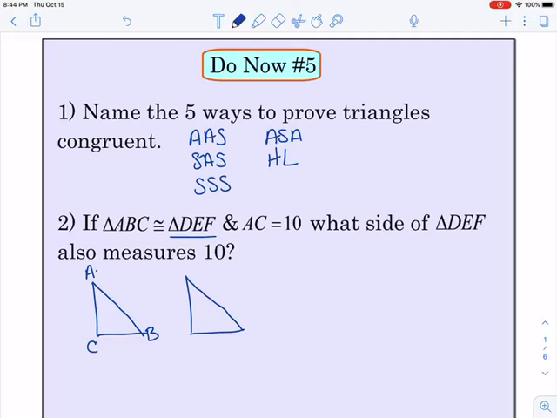I started with A on the top on the left. I'm starting with D on the top on the right. That way you know what corresponds to what. And you're told that AC equals 10. AC is going to correspond to DF. That means that DF is the side that will be equal to 10 there.